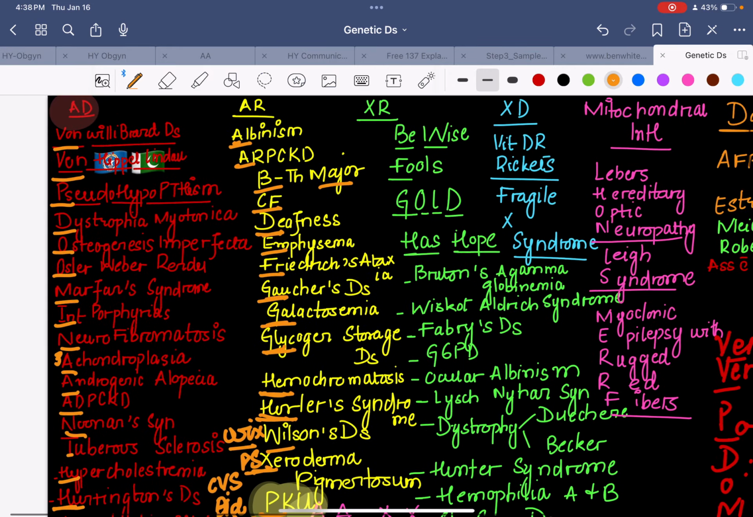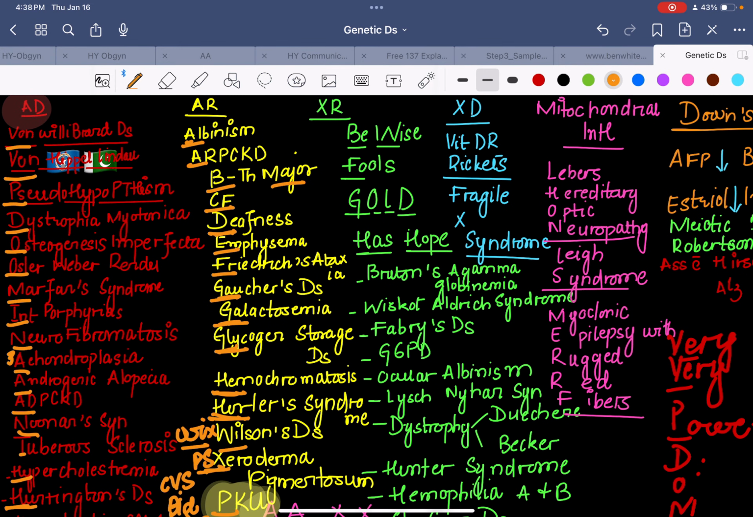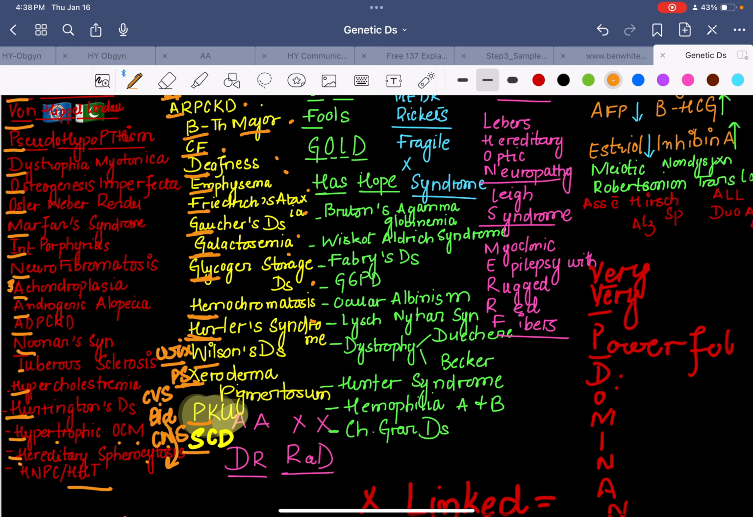So just a quick review of the diseases for autosomal recessive would be A, B, C, D, E, F, G, H, and then VIX PlayStation. A for albinism, A for autosomal recessive polycystic kidney disease, B for beta thalassemia major, C for cystic fibrosis, D for deafness, E for emphysema, F for Friedreich's ataxia, G for Gaucher, G for galactosemia and glycogen storage diseases, H for hereditary hemochromatosis, H for Hurler's syndrome, and then WI for Wilson's, X for xeroderma pigmentosum, P for phenylketonuria, and S for sickle cell disease.